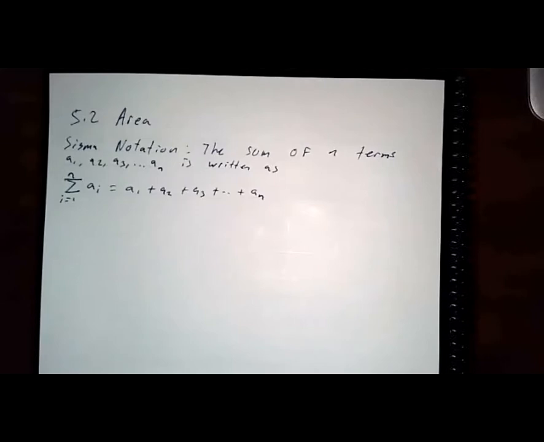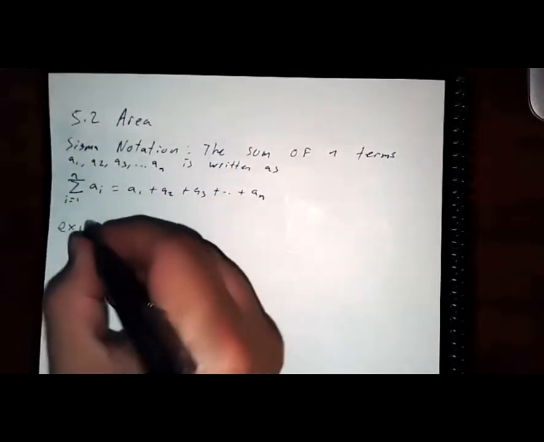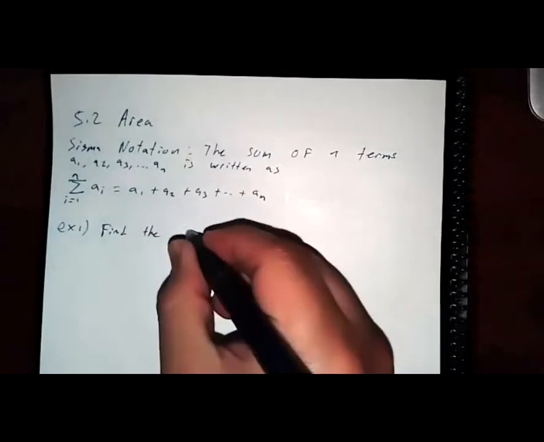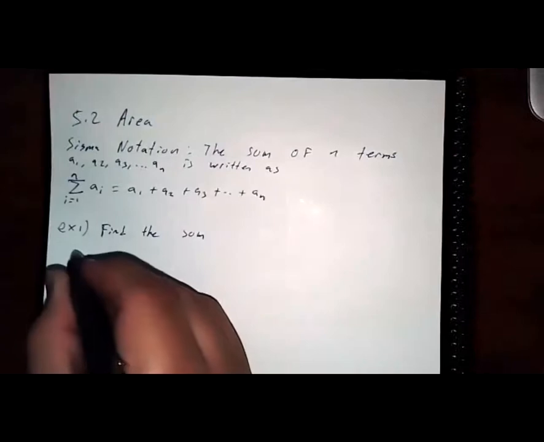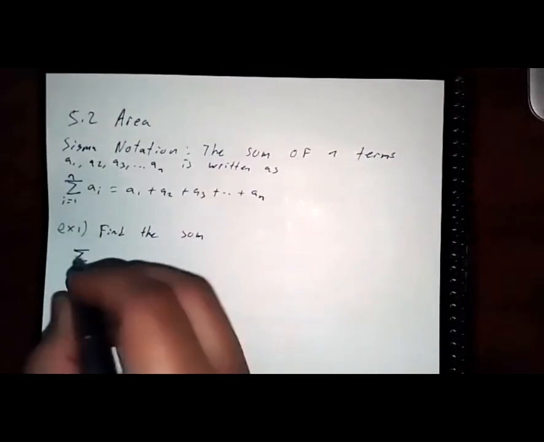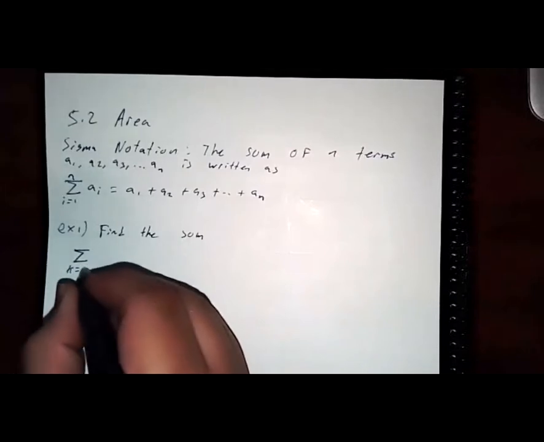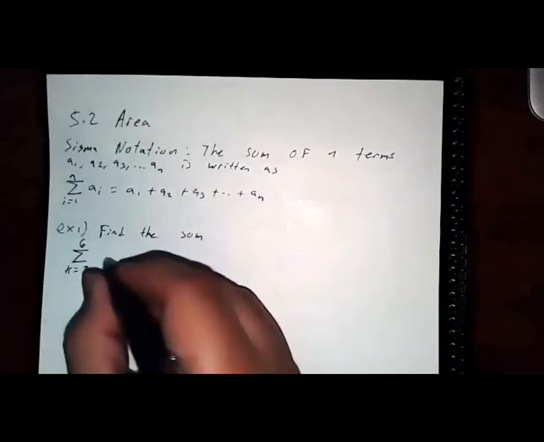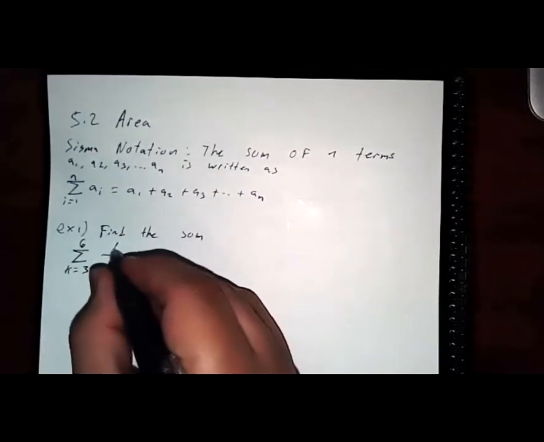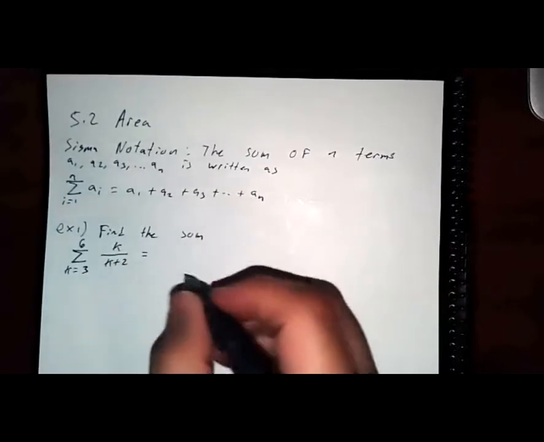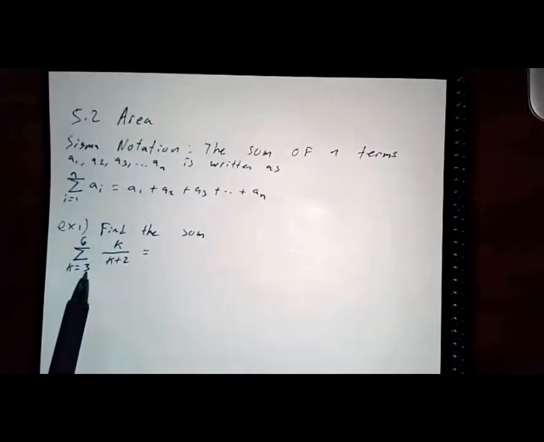Okay, so let's do one real quick. Example 1. Find the sum. So the summation, as we'll use, I guess, k. Doesn't matter what you use. All the way until 6. So k will be used for the index. So it'll be k over k plus 2, which will equal, so you start at 3 and you cycle all the way until 6. Right?